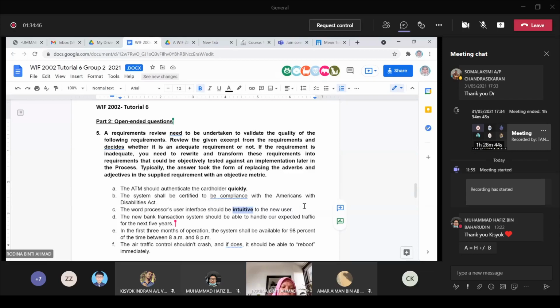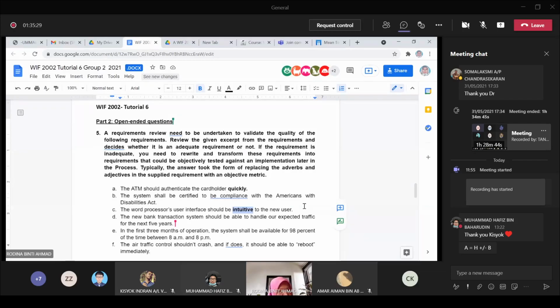What is the period of time in which the user can learn about the new system? So we can improve on the learnability of the system by saying, for example, after 2 hours of use with this word processor, the new user should be able to correctly use 90% of the system features. So it can be more specific. You have to put some measure there. Intuitive is very high level, very subjective, and it's quite difficult for you later on to create the test cases to test these kinds of requirements as well.